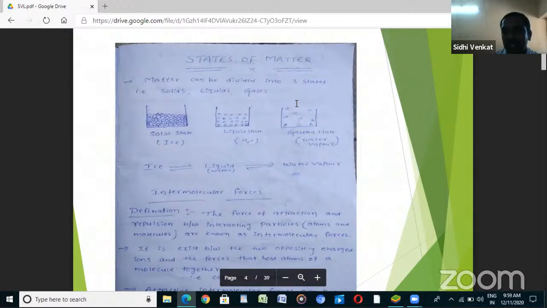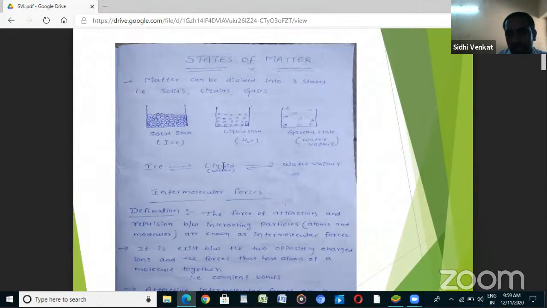In the liquid state, the particles are nearer. We know what a liquid is; water is the liquid state. And the third one is the gas state, where all the particles are free. That is water vapor. For example, look at these, students: ice to liquid water, liquid water to water vapor.